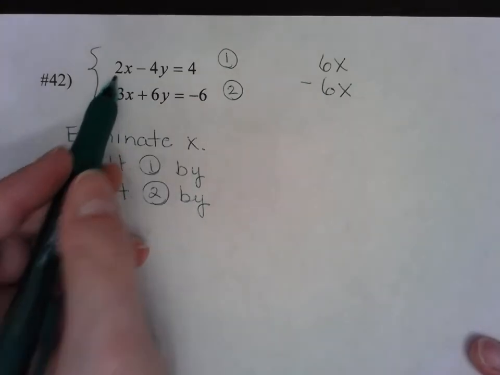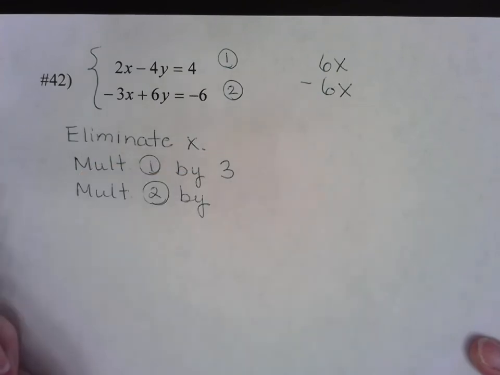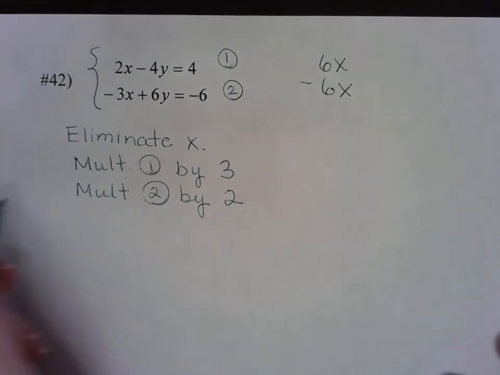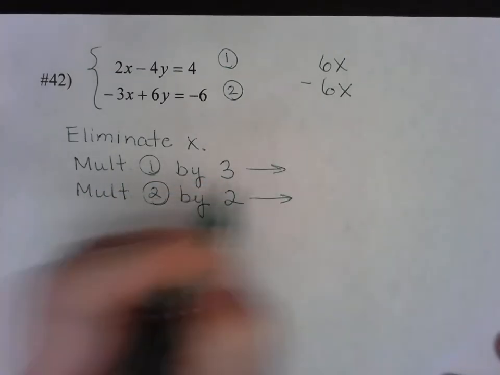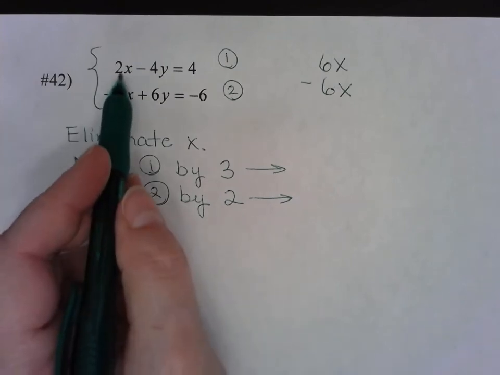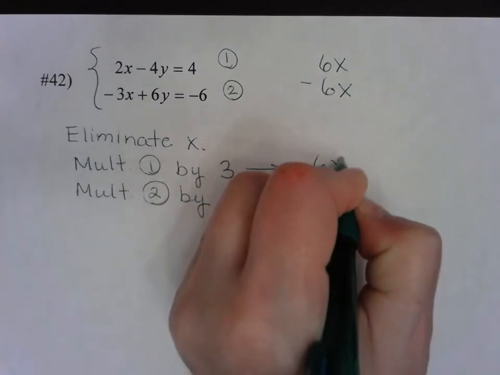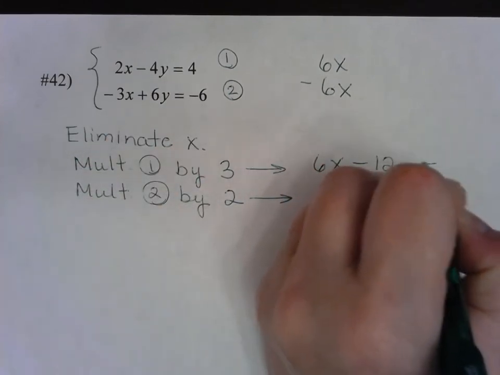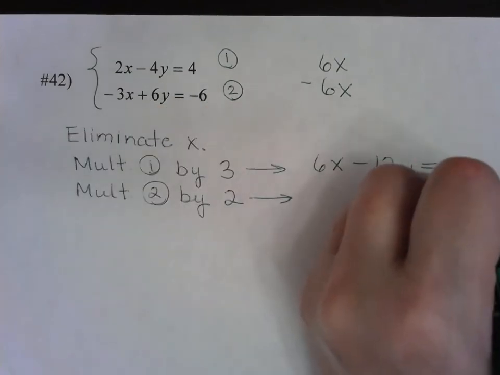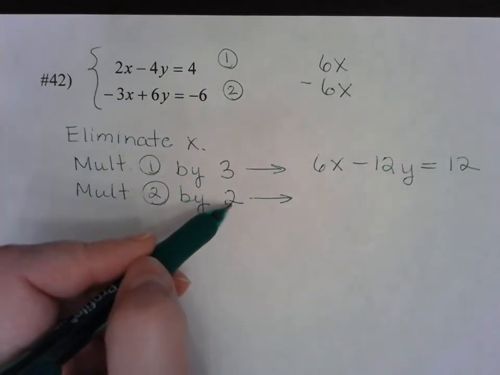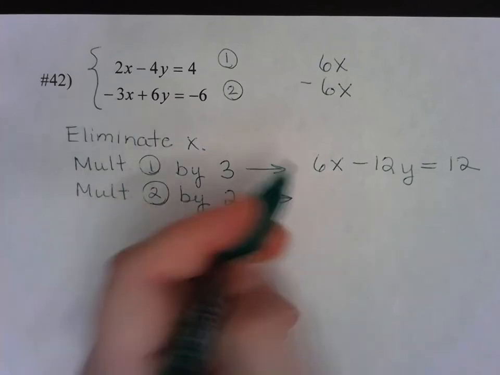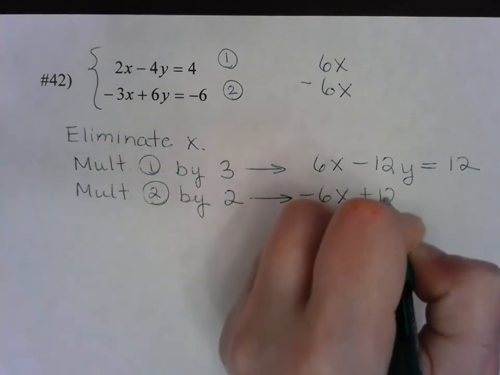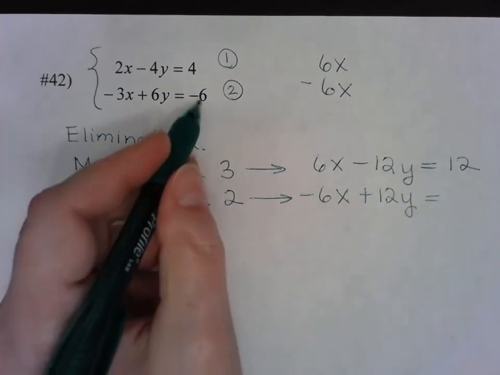So I can do that if I multiply equation number 1 by 3, and if I multiply equation number 2 by 2. So remember, when I do that, I have to multiply the whole equation, not just the first number. So that's going to give me 6x minus 12y equals 12. And then I'm going to multiply the second equation by 2, so that's going to give me negative 6x plus 12y equals negative 12.